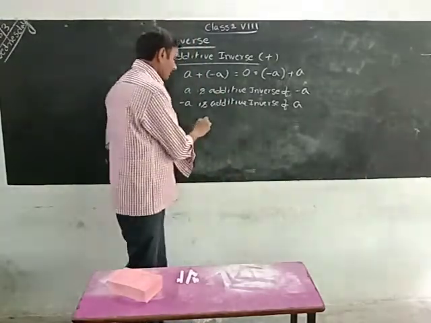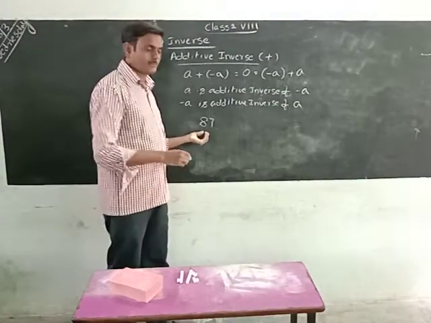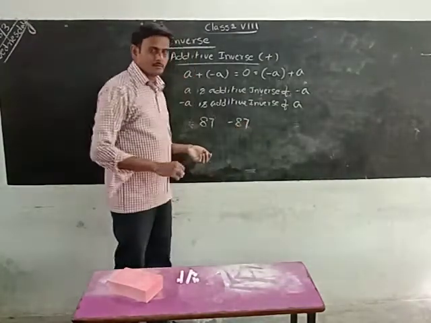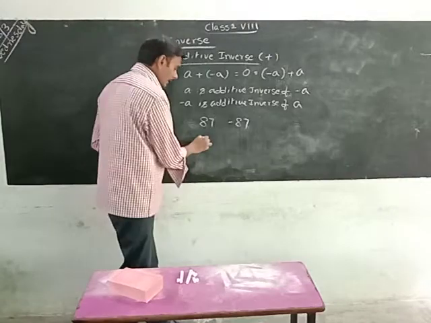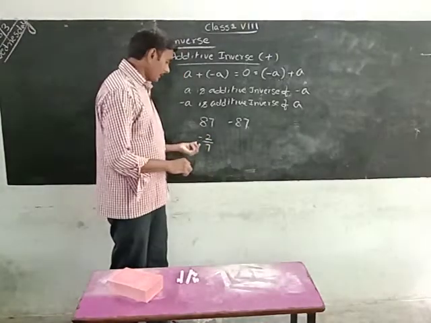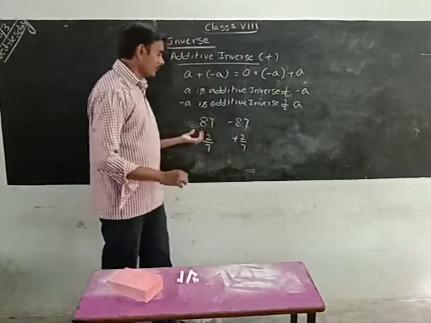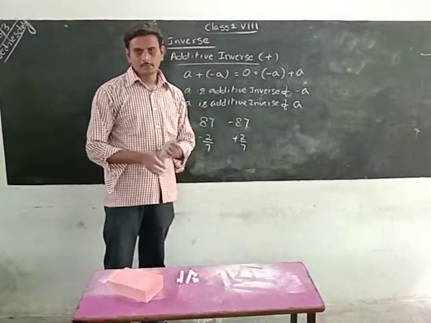Whenever a number is given, say 87, what is the additive inverse of 87? Minus 87. What is the additive inverse of minus 2 by 7? Plus 2 by 7. Additive inverse means just change the sign of the number.